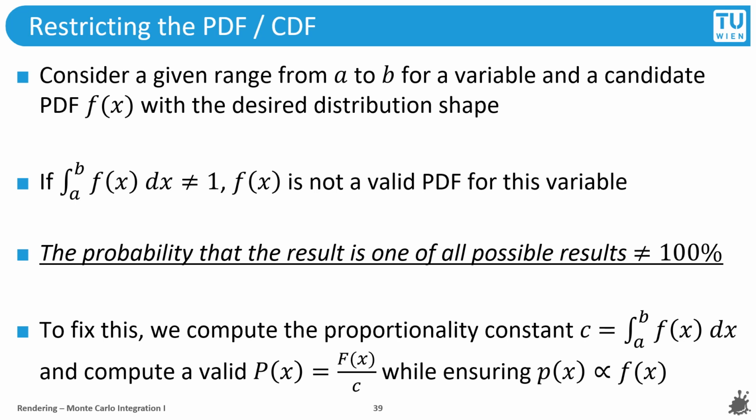To fix this, we can compute the proportionality constant by finding the value that f of x integrates to over the full range and divide f of x's antiderivative by it to get a valid CDF. This ensures that the CDF adheres to its necessary restrictions while making the PDF p of x proportional to the candidate function f of x.